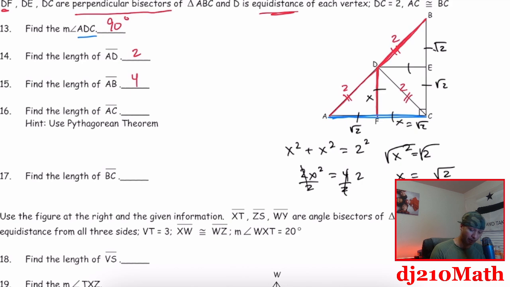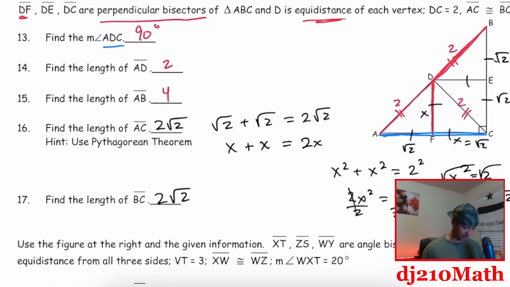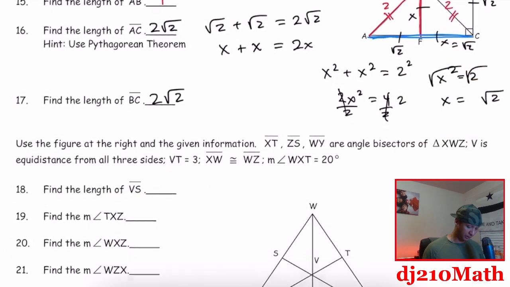Okay, so we need to figure out what AC is. AC is root 2 plus root 2. Okay, this is hardcore. We really haven't gotten to this that much yet, but anytime you're adding square roots, just treat it like a variable, right? If this was x plus x, it would be 2x. So root 2 plus root 2 would be 2 root 2. So AC is 2 root 2. And BC is exactly the same idea. 2 root 2. Man, that's hardcore. You might have to watch that one a couple more times.